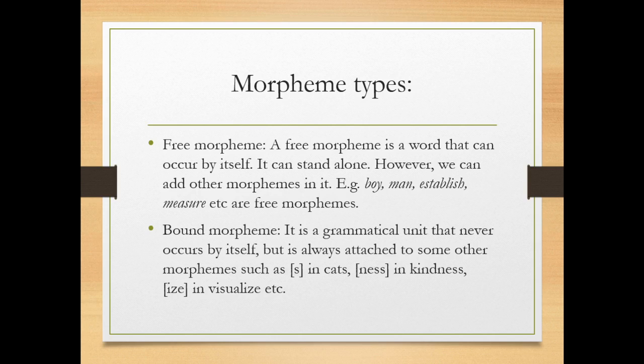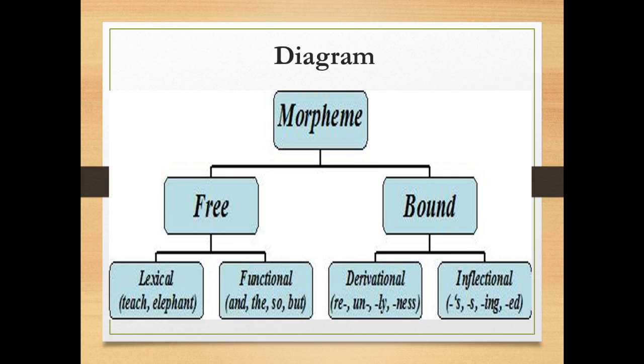Ness is attached to kind, so it forms kindness. One is a free morpheme, which is not attached to other morphemes. One is a bound morpheme, which is always attached to other free morphemes. Look at the diagram. A morpheme has two types, free and bound. That can stand alone, this one cannot stand alone. A free morpheme has two further kinds, lexical morpheme and functional morpheme. A bound morpheme has two kinds, derivational morpheme and inflectional morpheme.